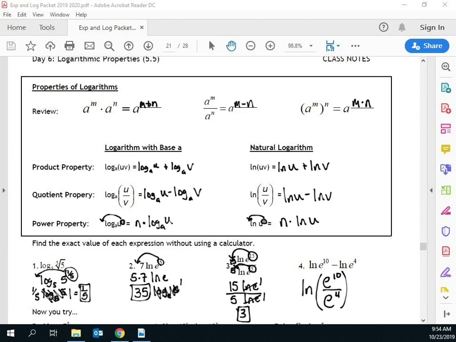When you're dividing with exponents, what are you actually doing with those exponents? Subtracting. So this actually simplifies to... what's natural log of e, guys? 1.